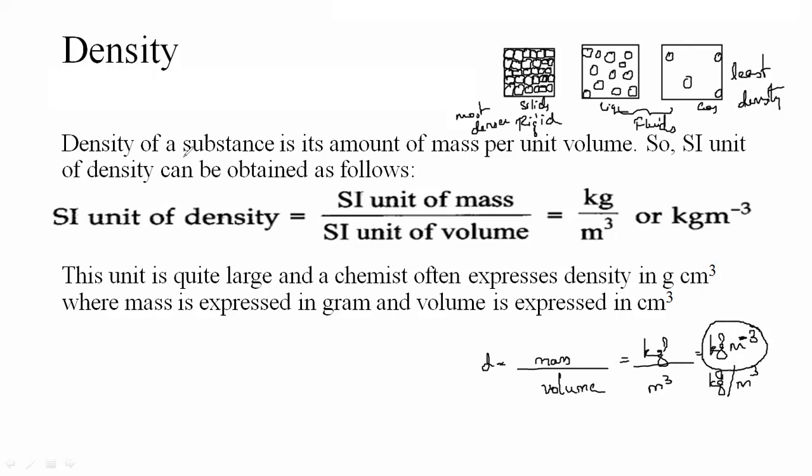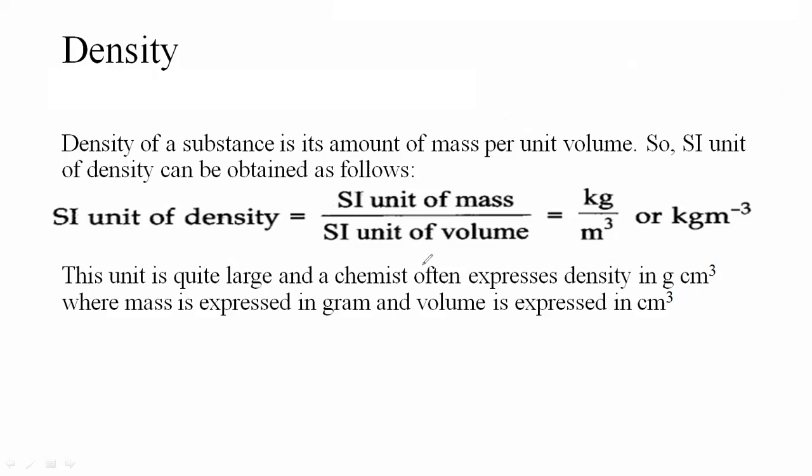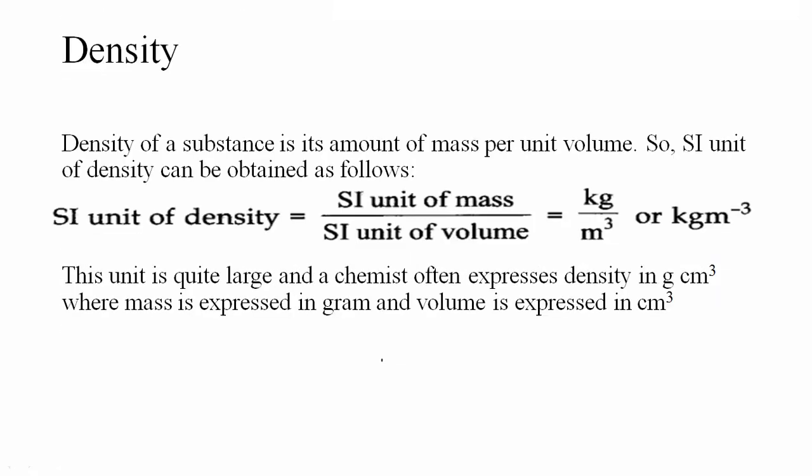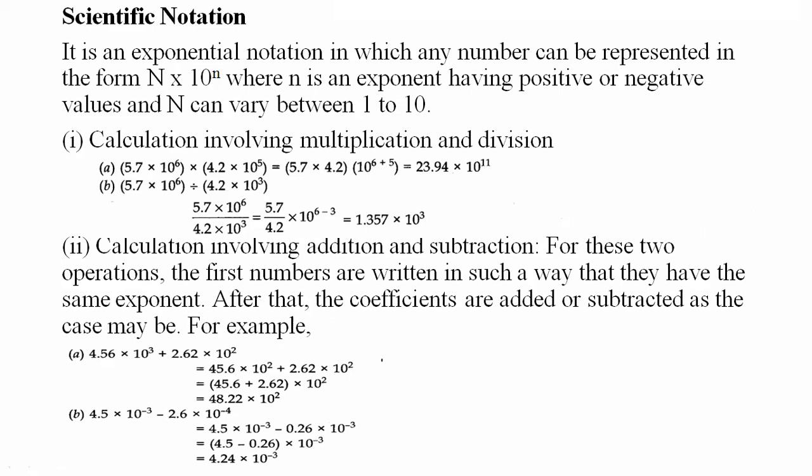Okay. These units are quite large, and chemists often express the density in grams per cc, whereas mass is expressed in grams and volume is expressed in cubic centimeter, grams per cubic centimeter. Is that clear? Density of a substance tells us how closely the particles are packed. If the density is more, the particles are more closely packed, and if the density is less, the particles are less closely packed.